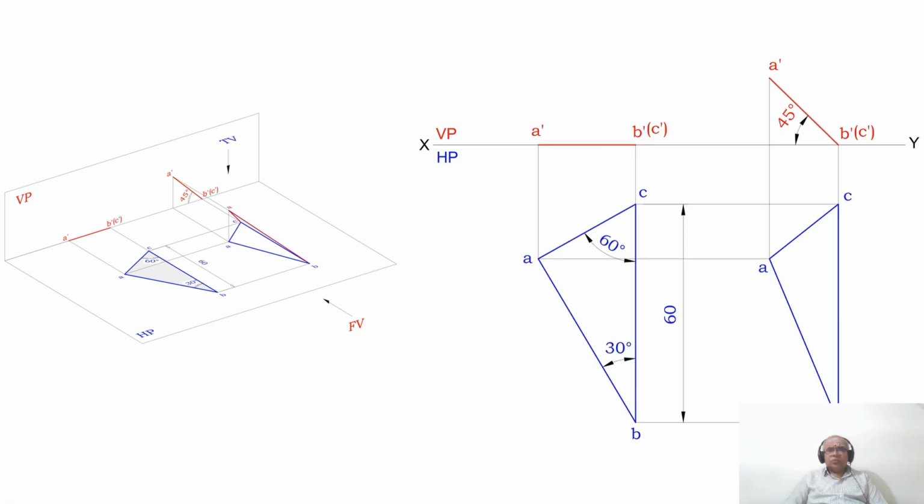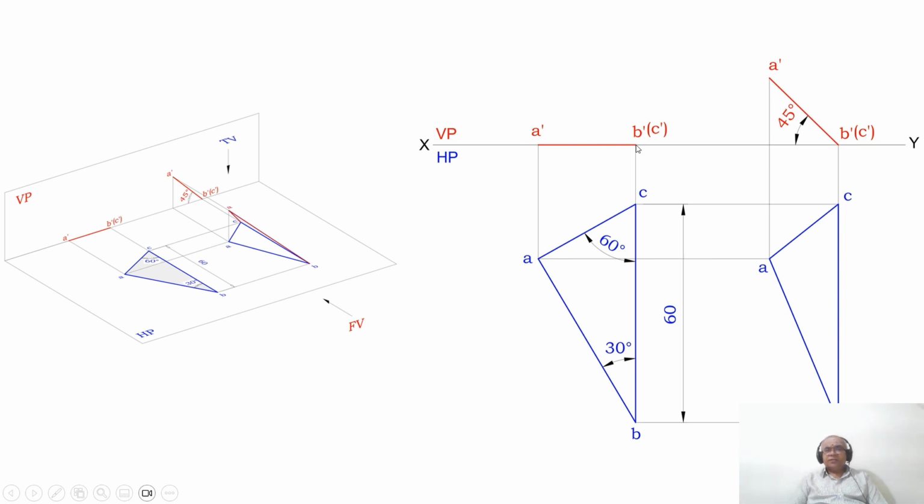Now, how to proceed with the orthographic view. Take any convenient distance from this point to this in the first position. Mark that point as B dash and C dash in bracket. Then with this as center, using the protractor with reference to the XY line, measure an angle of 45 degrees in the clockwise direction and mark that point. Then through this point at 45 degrees, draw and extend the line.